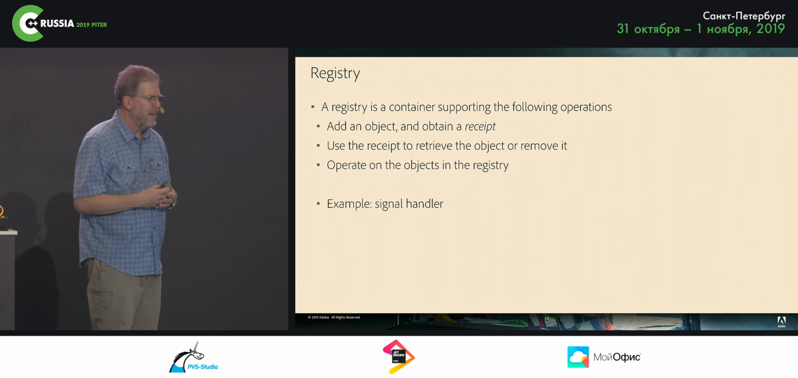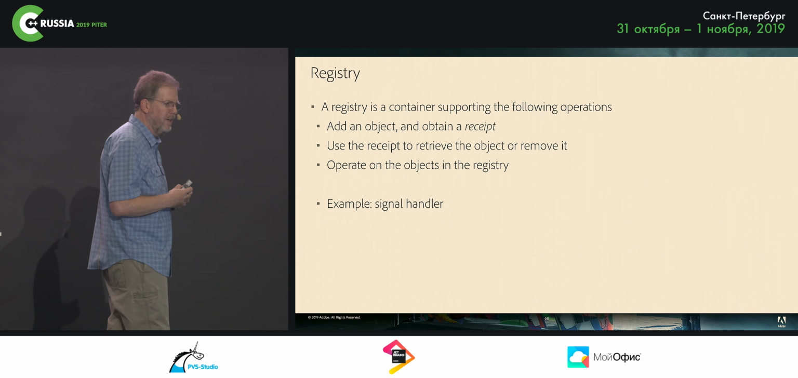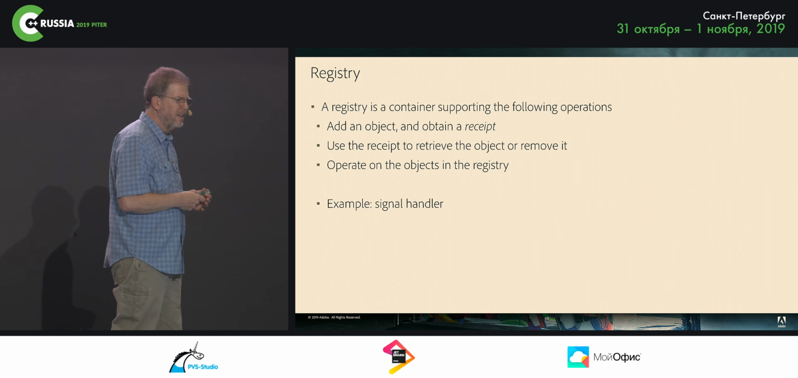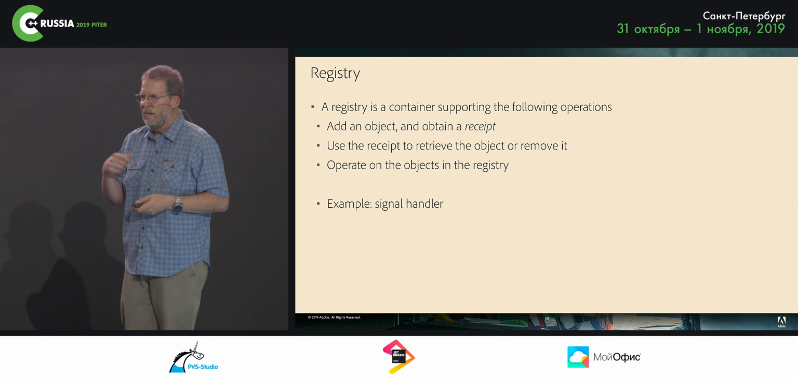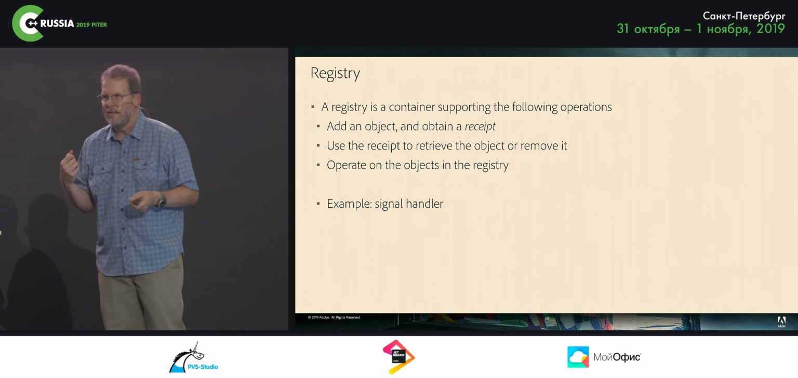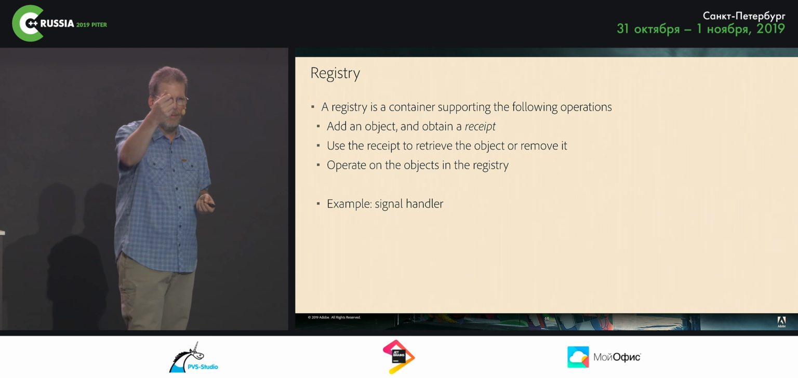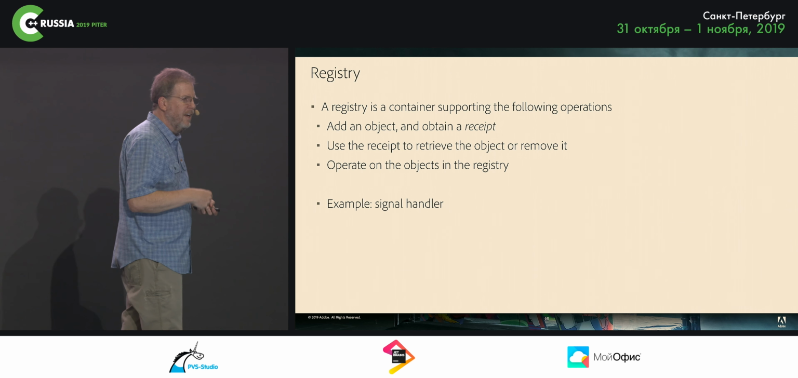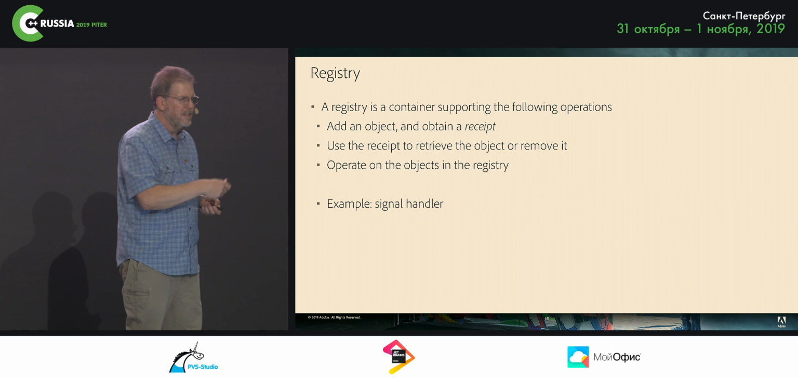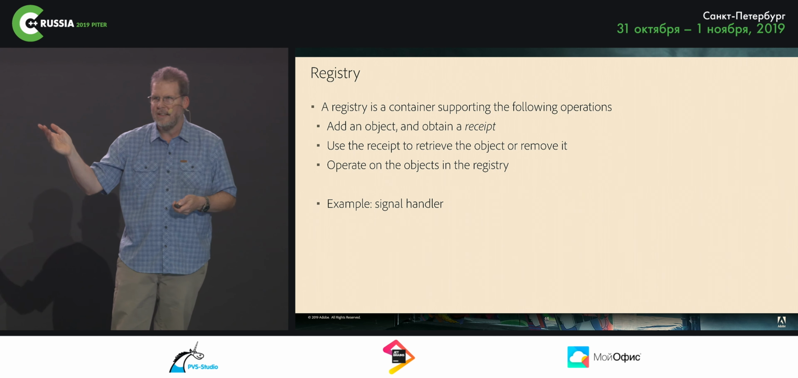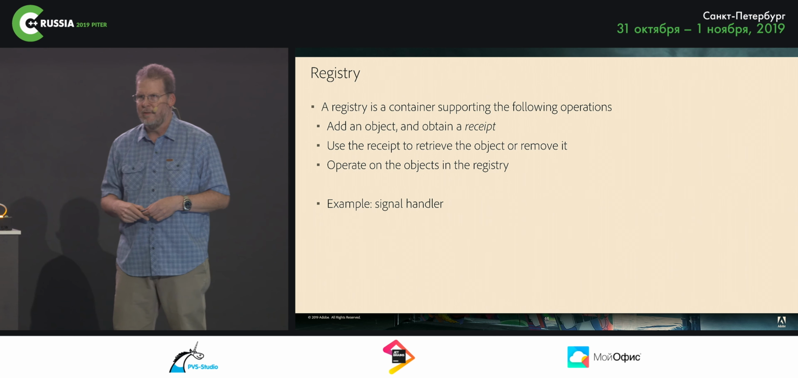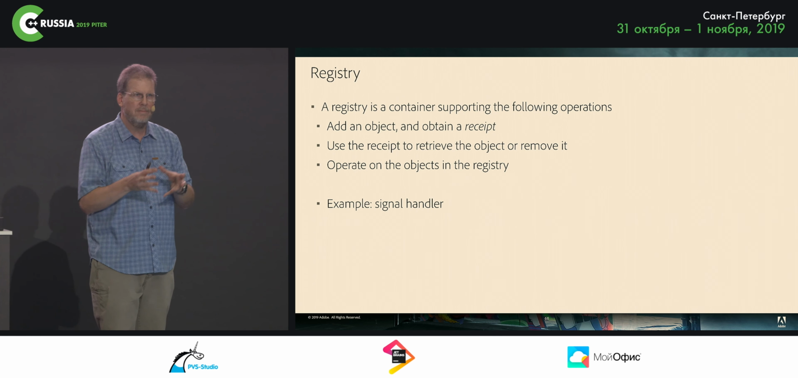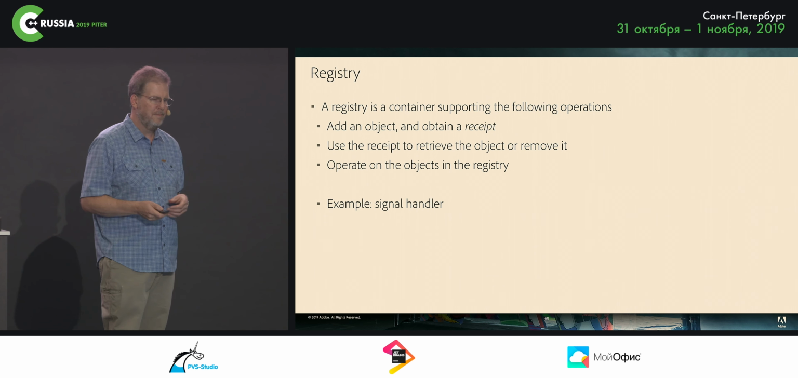So a very common example is a signal handler. Right? I put an object into a signal handler, I get back some connection token. If I want to disconnect my slot from the signal handler, I can hand it back my token for the disconnect. And as long as it's in there, anytime a signal is sent, I'm going to iterate through all my signal handlers and call them all. So that's a fairly canonical example of a registry. Does everyone follow?